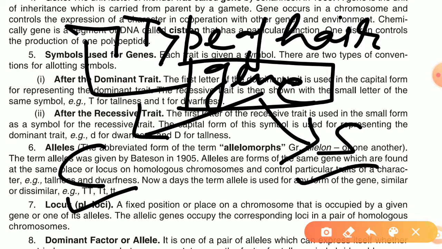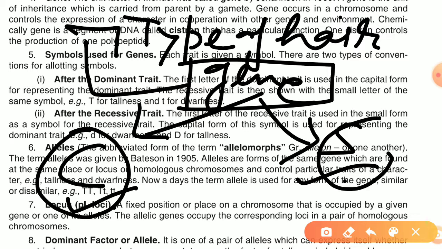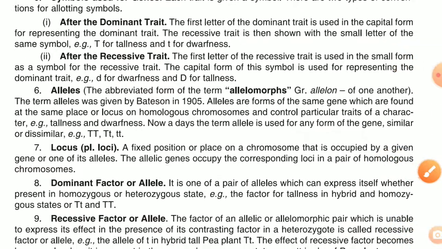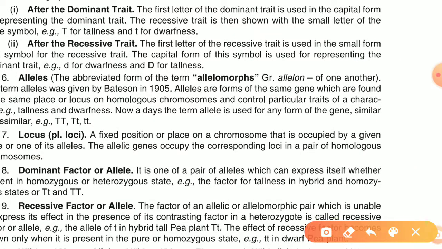Character क्या है? Type of hair. लेकिन उसमें भी आगे दो टाइप हैं. It can be curly, it can be straight. So the alternative form of same gene are called allele. So this is clear, I think. Very important it is. So you should learn the definition.